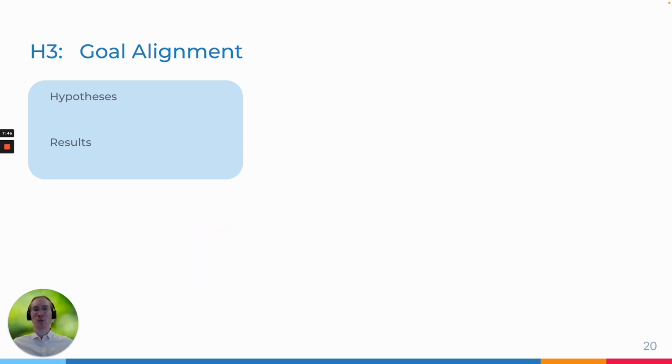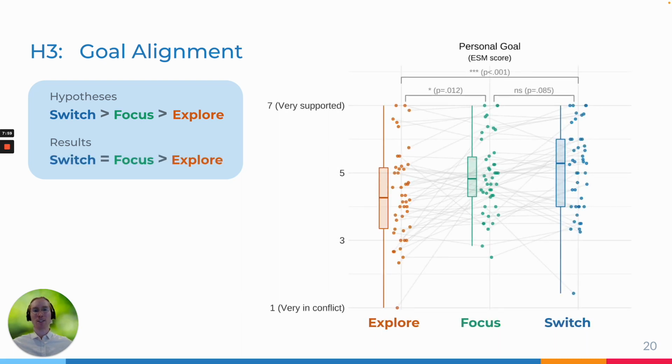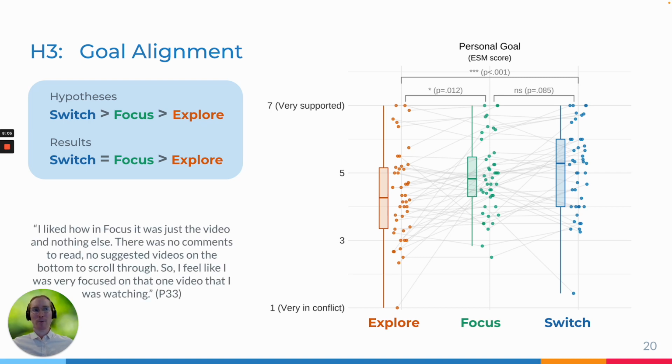Finally, we examined goal alignment, how much participants felt that the app supported their personal goals. Our hypotheses were Switch, followed by Focus, followed by Explore. Our actual results found that Switch and Focus both received higher ratings than Explore. Here one participant said, "I liked how in Focus it was just the video and nothing else. There were no comments to read, no suggested videos on the bottom to scroll through, so I feel like I was very focused on that one video I was watching."